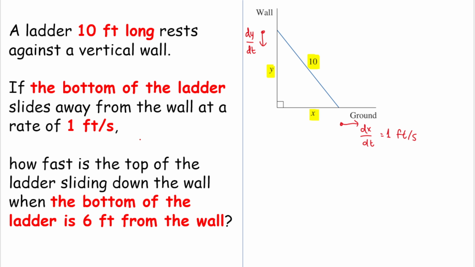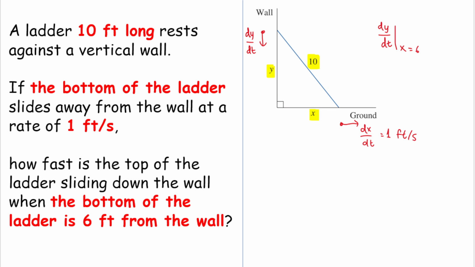And then the question is, how fast is the top of the ladder sliding down the wall when the bottom of the ladder is 6 feet from the wall? So the question is asking us about dy over dt when x is equal to 6, right? Because the distance from the wall to the ladder here is 6 feet. Good.